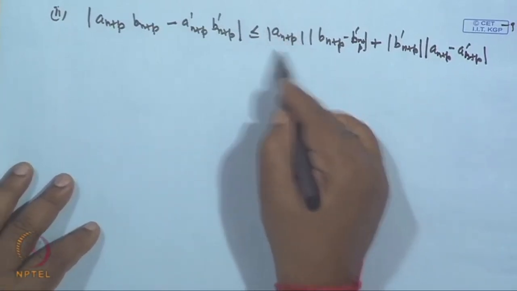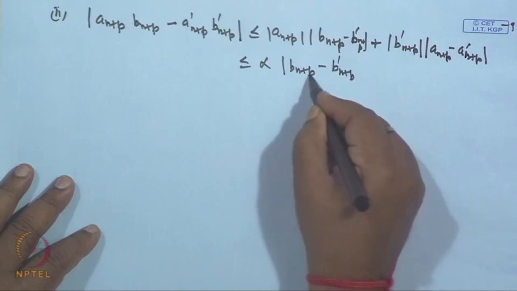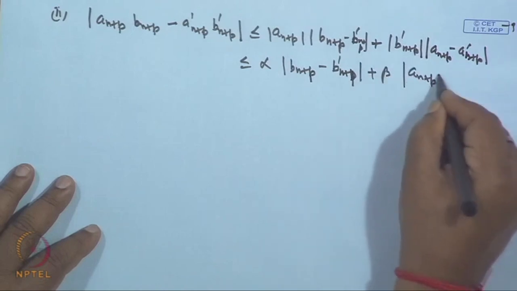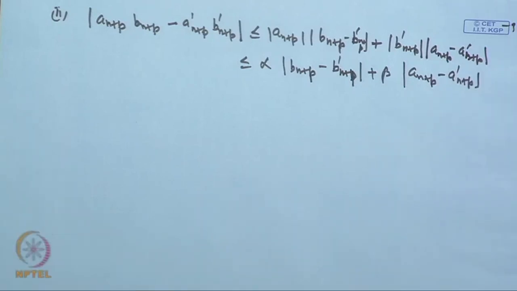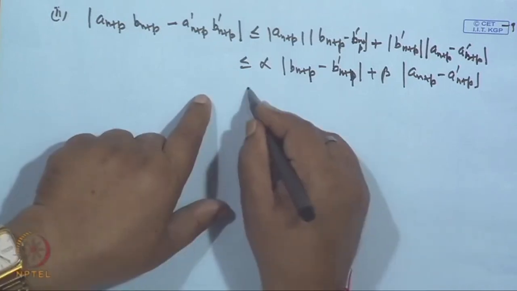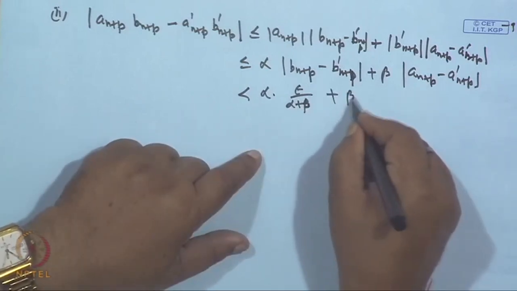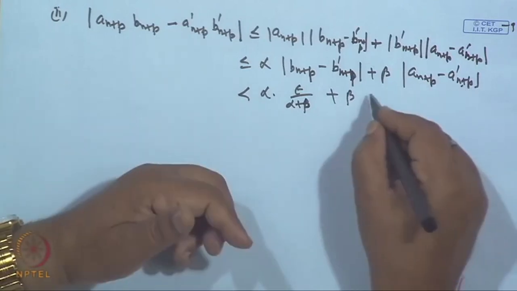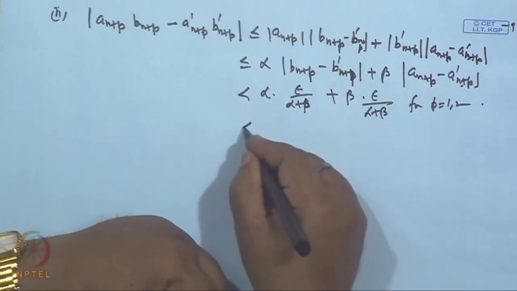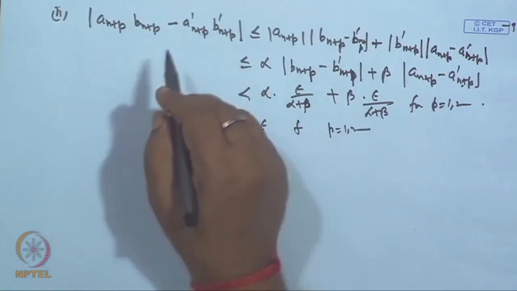Now, again these are bounded because these are convergent sequences. So, this is less than or equal to alpha into mod b n plus p minus b dash n plus p, and this is beta mod of a n plus p minus a dash n plus p. Now, again b n and b dash n represent the same number, so it can be made as small as we please. So, I can make this epsilon by alpha plus beta. And this also, because it is also the same sequence. So, after a certain step we can make it epsilon by alpha plus beta for all p 1 to 3, but this is epsilon. So, this is true for all p 1 to 3. Therefore, these two sequences basically give the same number, that is a b.